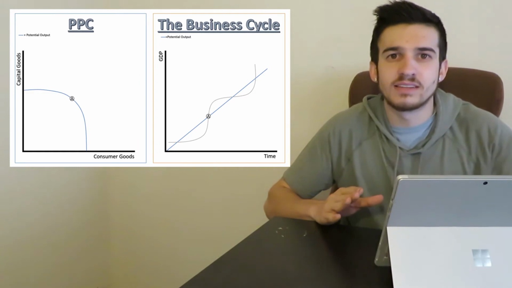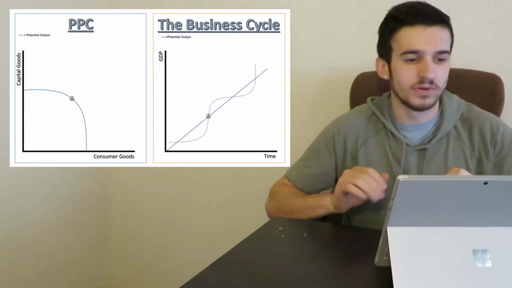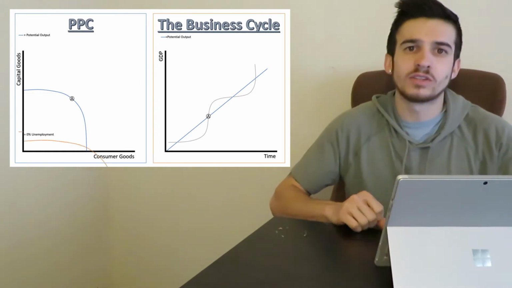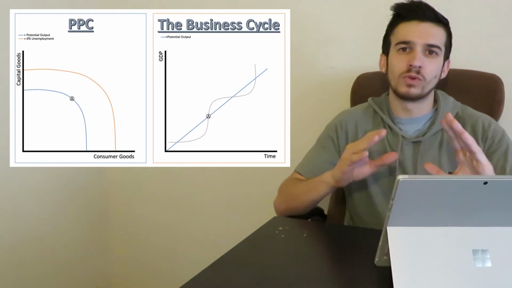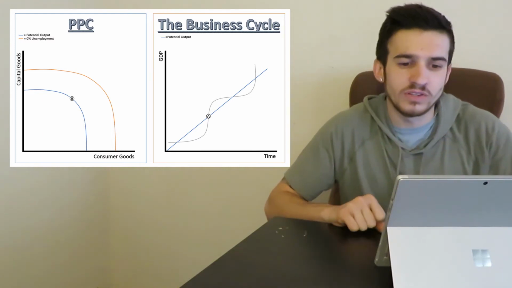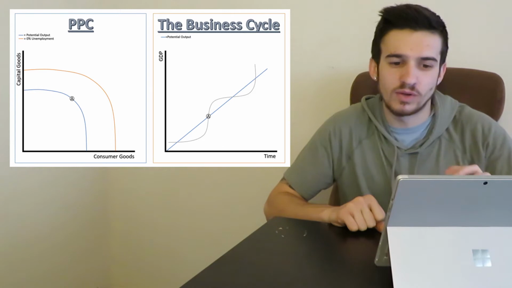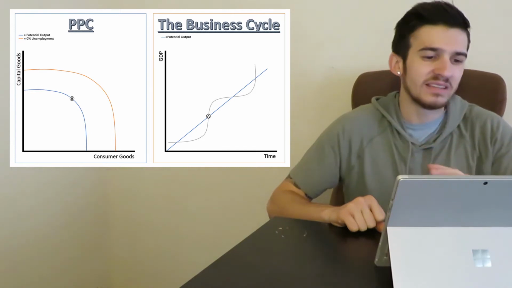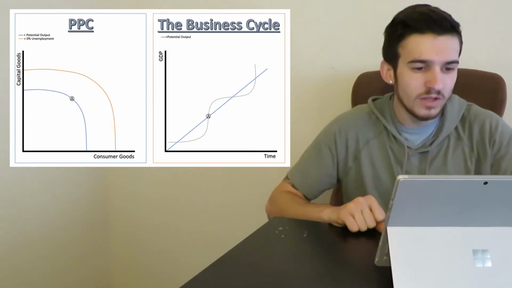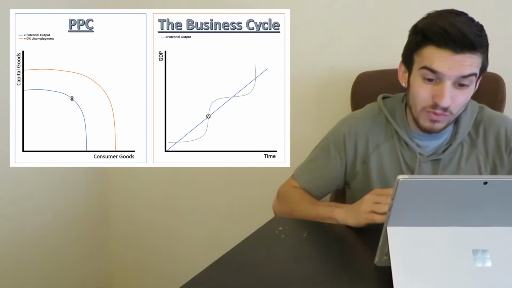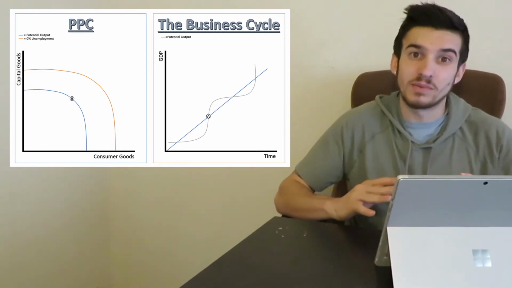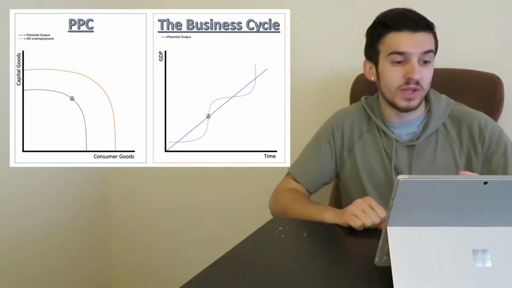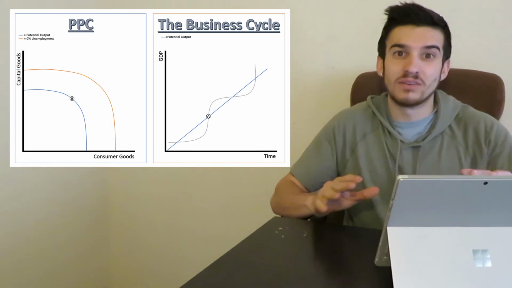What we're going to do next is add another curve to our production possibilities curve. This curve is going to be above our full employment curve, and we're going to label this curve 0% unemployment. Now, 0% unemployment is technically unattainable. We will never actually be able to reach this point, but there will be some times in our business cycle where we're in between the 0% unemployment and full employment.